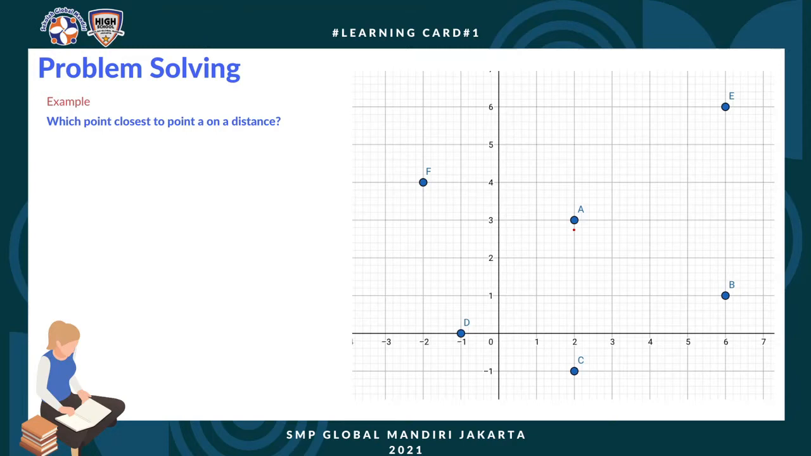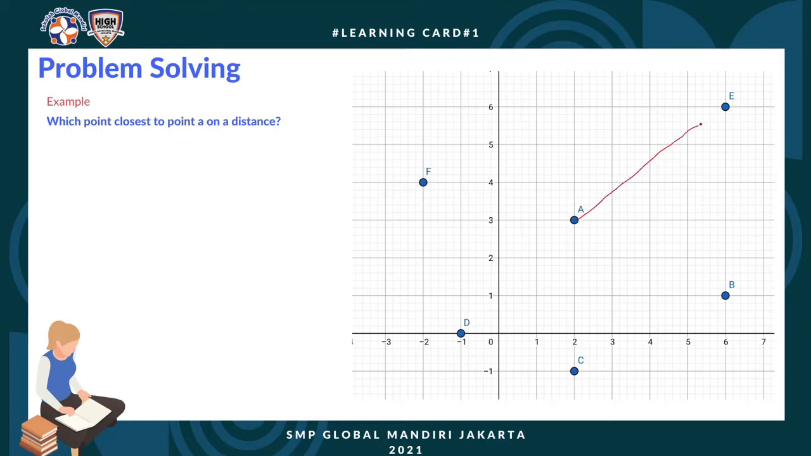Jadi kita harus menentukan dulu jarak dari masing-masing poin ke poin A ini ya. And to know the distance of each point to point A, we don't actually need to calculate the real distance, but we just use this theory. If we want to find the distance of 2 points, we need to find the vertical and the horizontal line that connect those points. So, for example, we want to find the distance of point A and E.